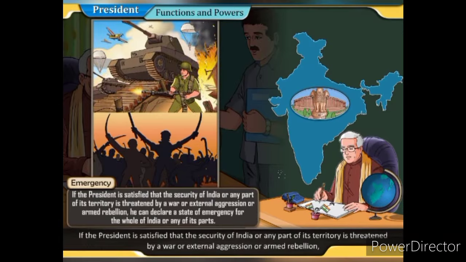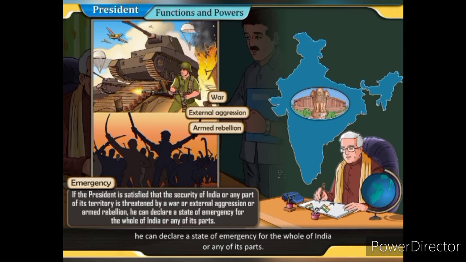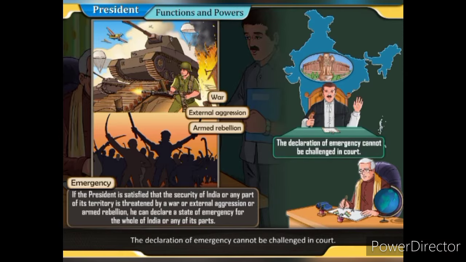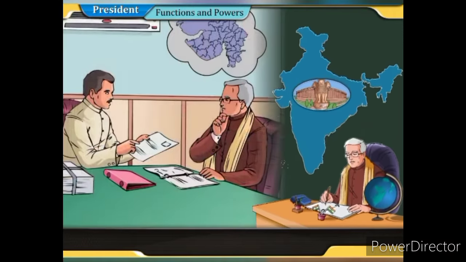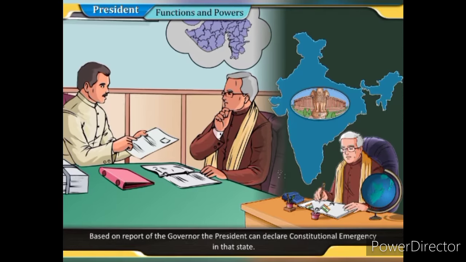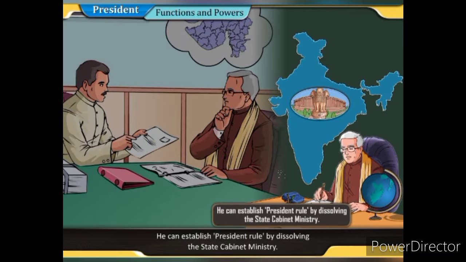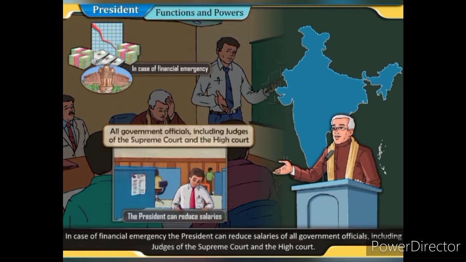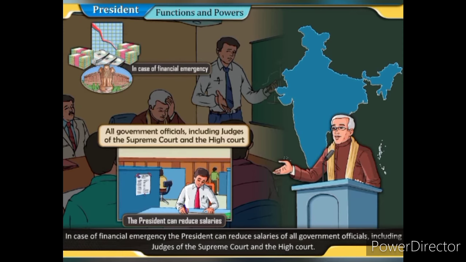If the President is satisfied that the security of India or any part of its territory is threatened by a war or external aggression or armed rebellion, he can declare a state of emergency for the whole of India or any of its parts. The declaration of emergency cannot be challenged in court. Based on the report of the governor, the President can declare constitutional emergency in that state. He can establish President's rule by dissolving the state cabinet ministry. In case of financial emergency, the President can reduce salaries of all government officials, including judges of the Supreme Court and the High Court.